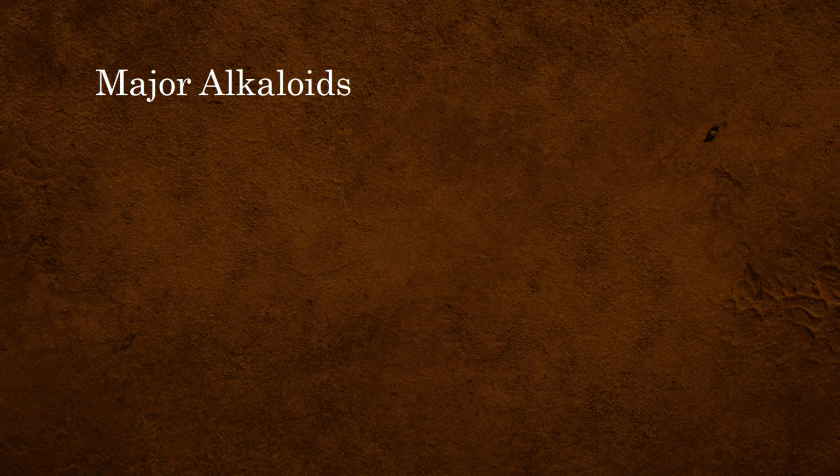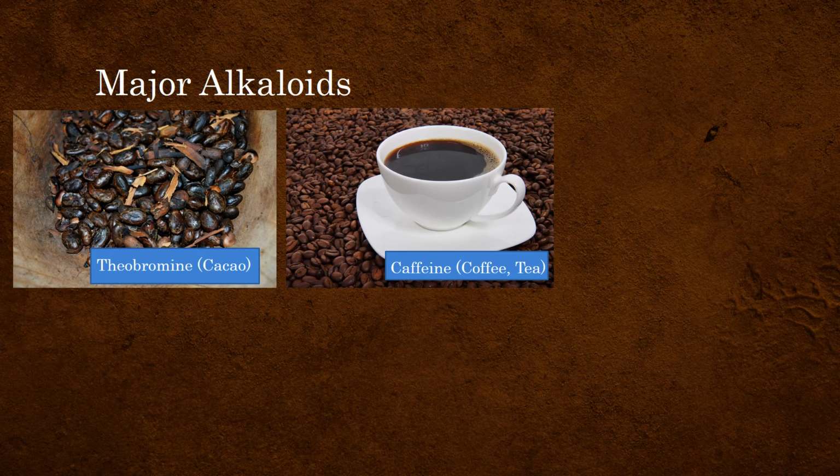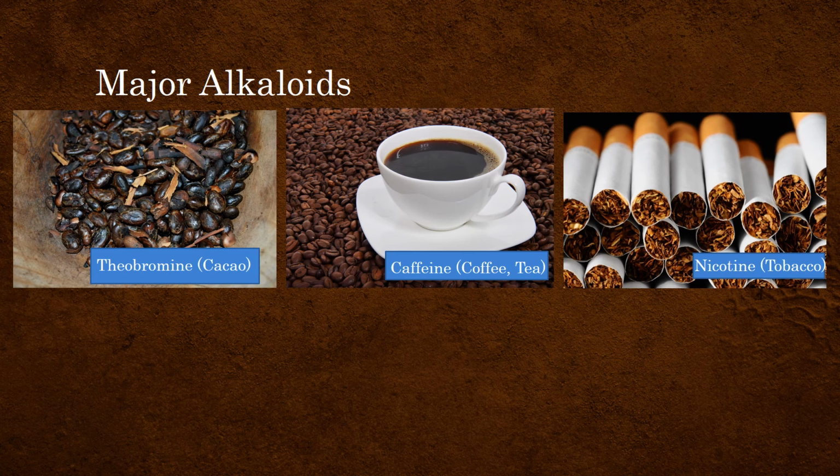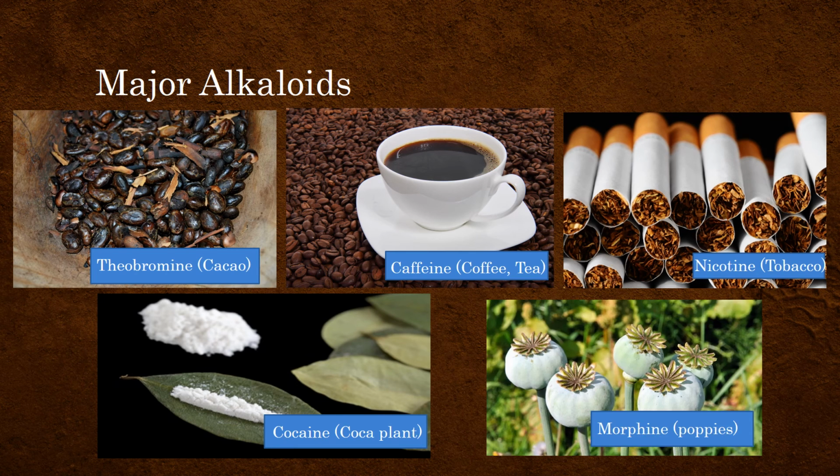There are many different alkaloids that you might have heard of. So theobromine is the alkaloid in cacao, but you're probably much more familiar with caffeine, which occurs naturally in coffee beans and the tea plant. You've also probably heard of nicotine, which occurs naturally in tobacco. Cocaine is an alkaloid which is derived from the coca plant. And morphine is an alkaloid which is derived from poppies and also produces heroin.